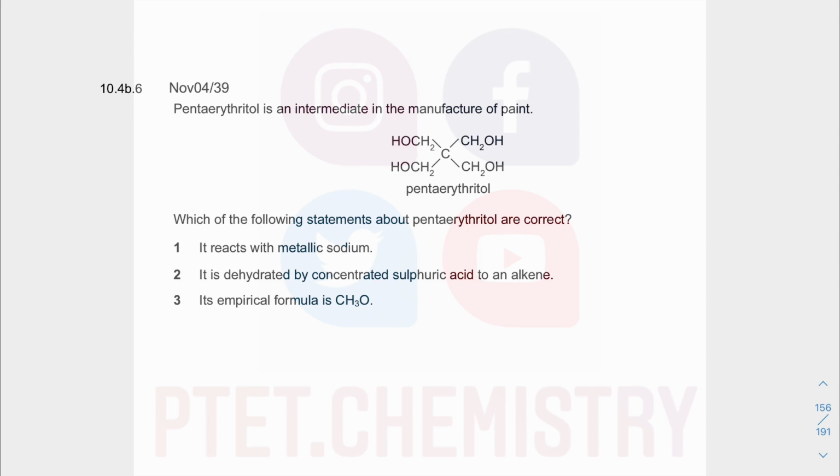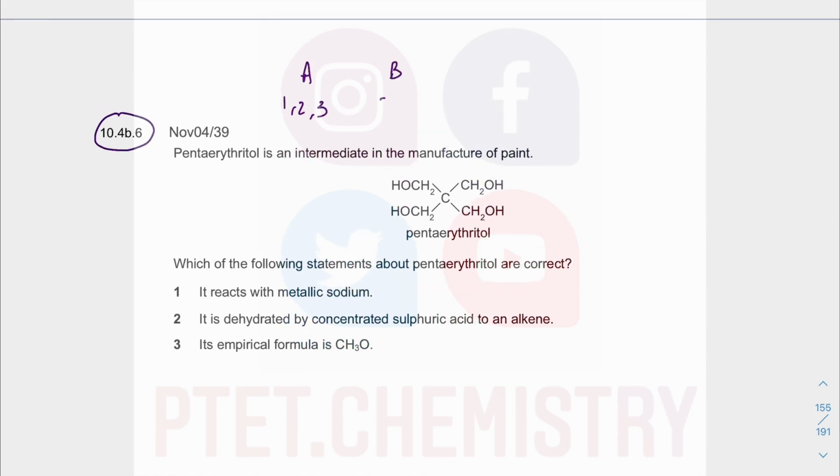This is a continuation of this Section B kind of MCQ where we compare statements, and we have option A being 1, 2 and 3 relevant to what they're asking. B is 2 and 3, C is 1 and 2, and D is only 1 is relevant to whatever they're asking.